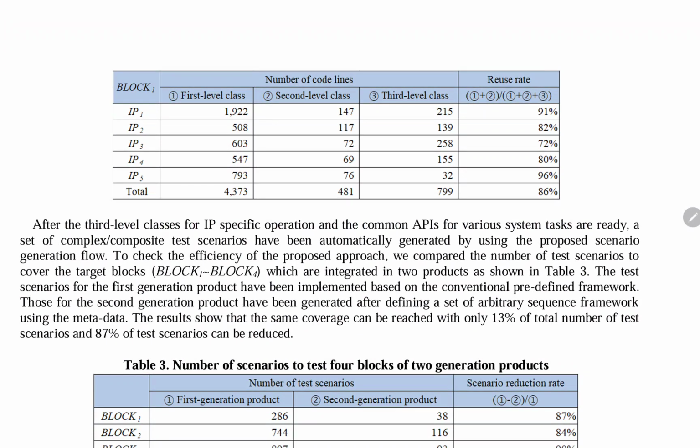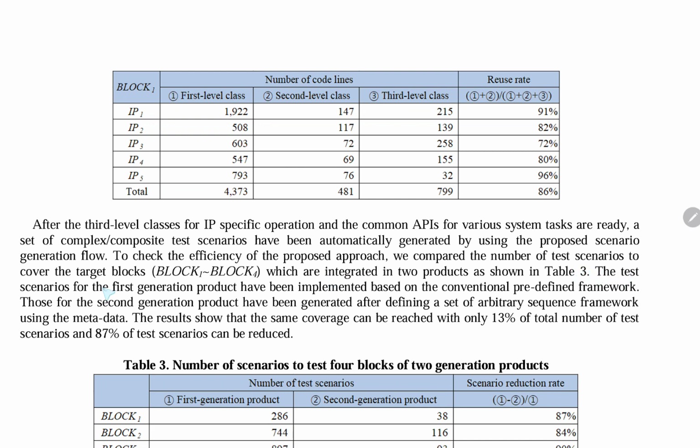After the third level classes for IP-specific operation and the common APIs for various system tasks are ready, a set of complex and composite test scenarios have been automatically generated by using the proposed scenario generation flow. To check the efficiency of the proposed approach, we compiled the number of test scenarios to cover the target blocks 1 to 4, which are integrated into the product, as shown in table 3.